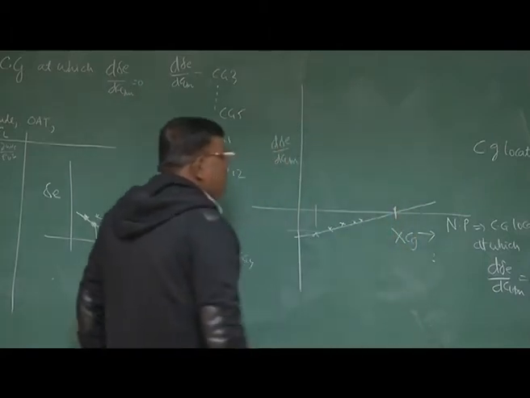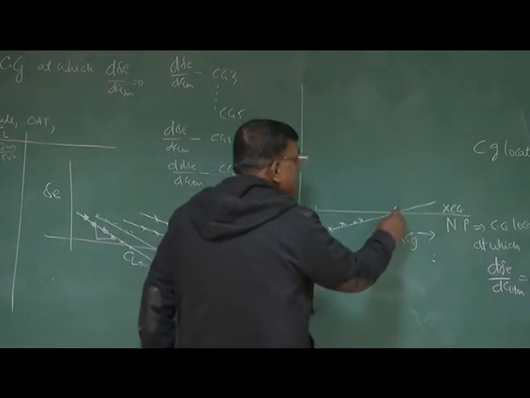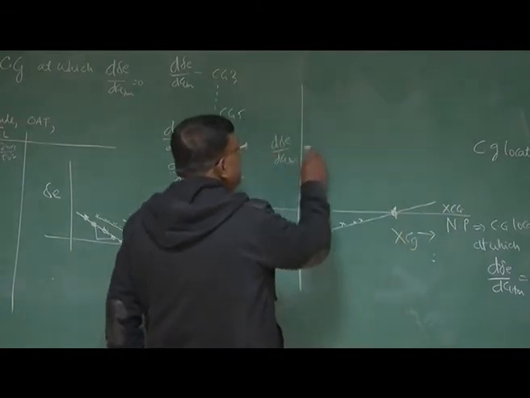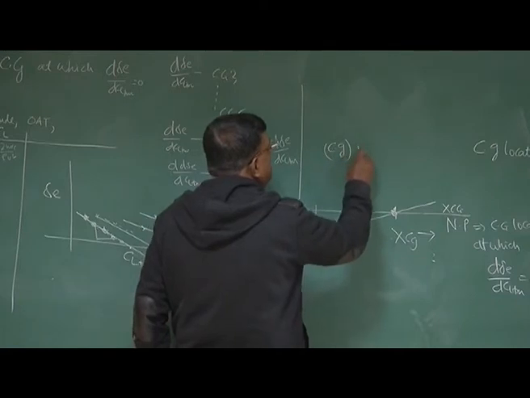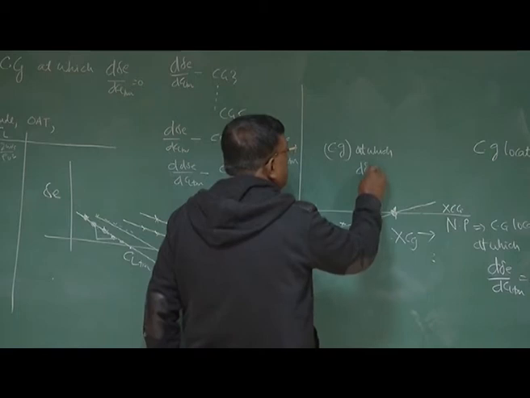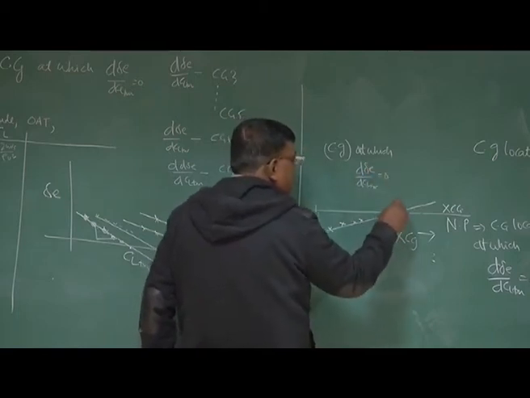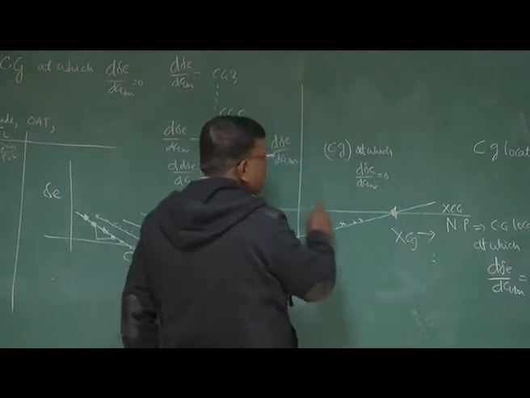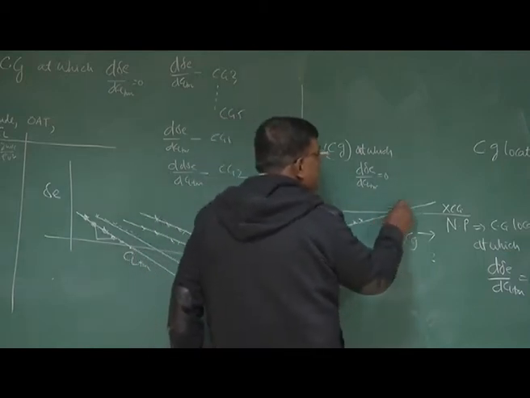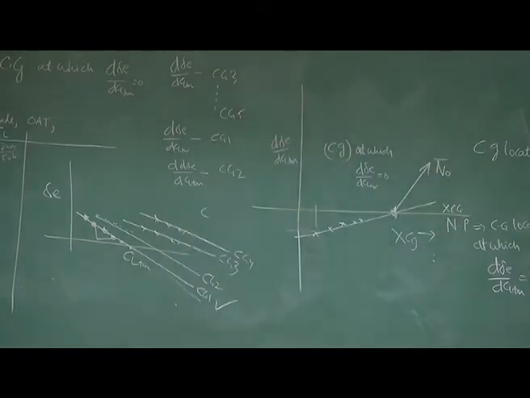And this point is what? This is the CG location. I'm plotting xCG. So this is the CG location at which d delta E by dCL trim is becoming 0. CG location at which d delta E by dCL trim is becoming 0. So this CG location is the neutral point stick fixed. Clear? This is by definition. So you know how to find the neutral point stick fixed from flight data.